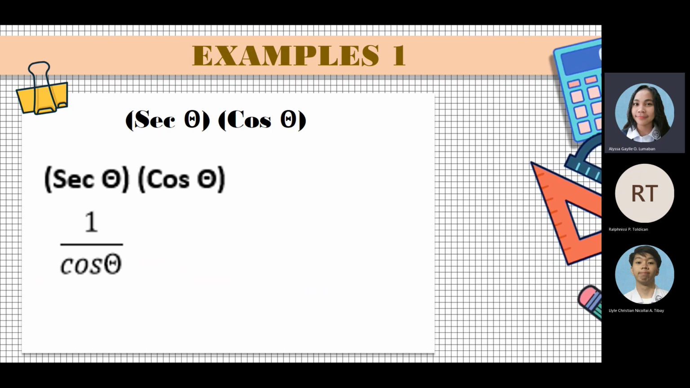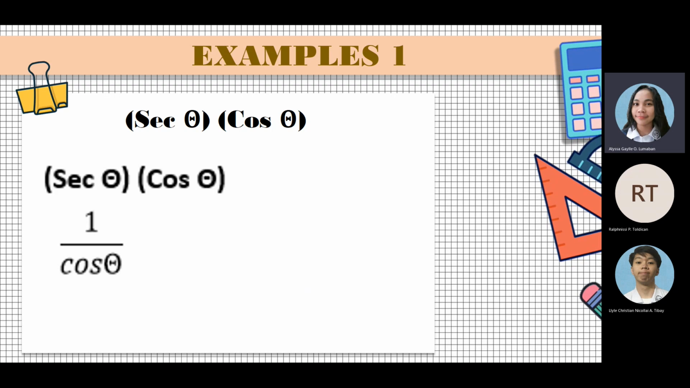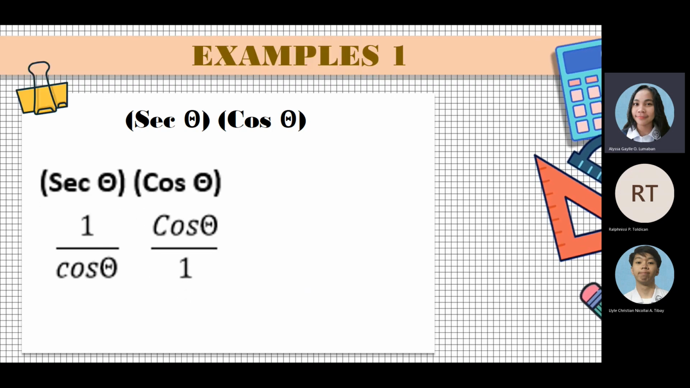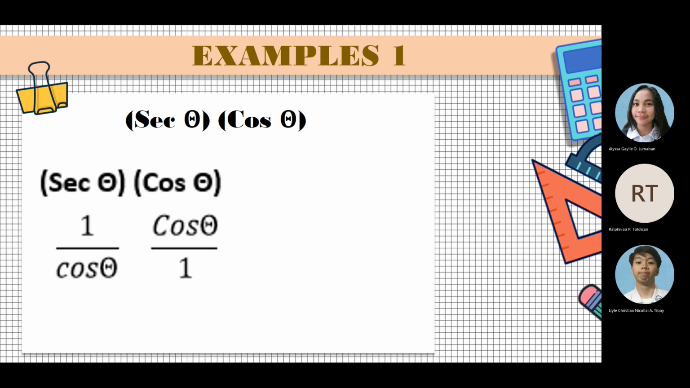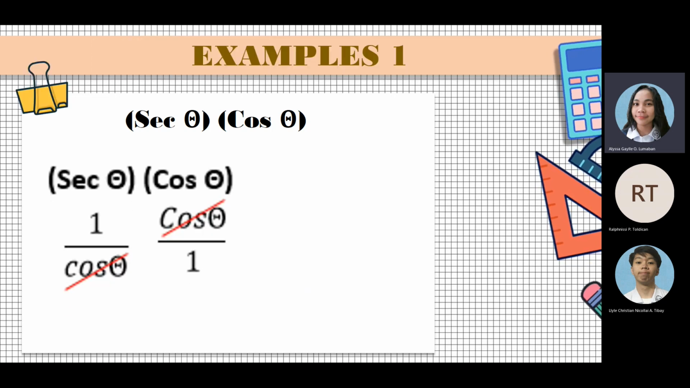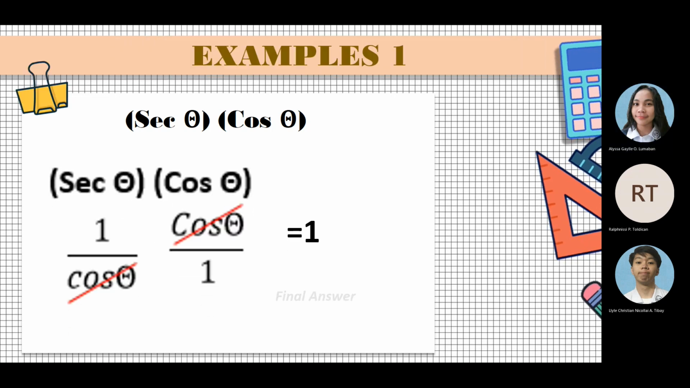For cosine theta, we leave it as it is but we make it into a fraction, making cosine theta the numerator and 1 the denominator. Now, when you have them listed out, we can cancel the like terms. With the canceling of cosine theta, we are left with 1, making the final answer 1.